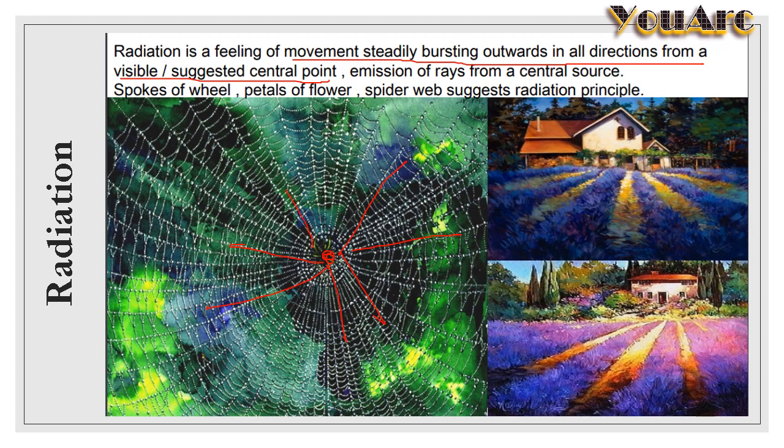Emission of rays from a central source, spokes like wheel spokes, petals of flowers, and spider webs are the best examples of this radiation principle. So if you see this particular figure here, this house, from this house, all these things are getting radiated. So this is an example of radiation. Even here, see the radiation. So this is how radiation is defined.